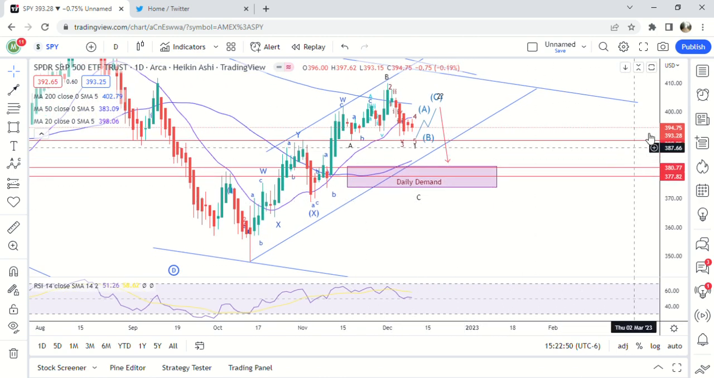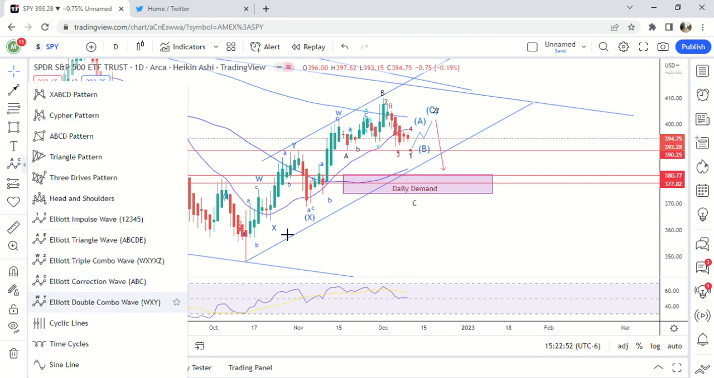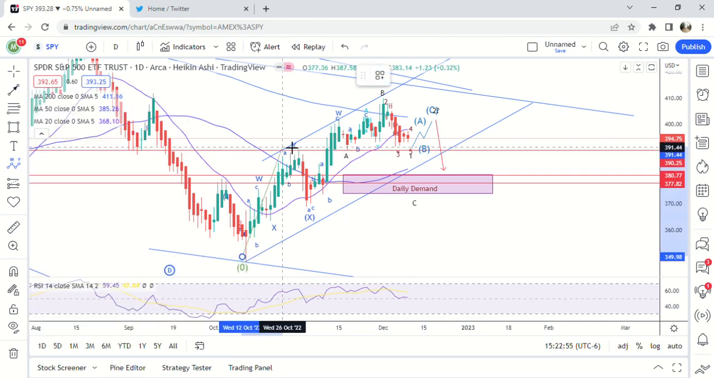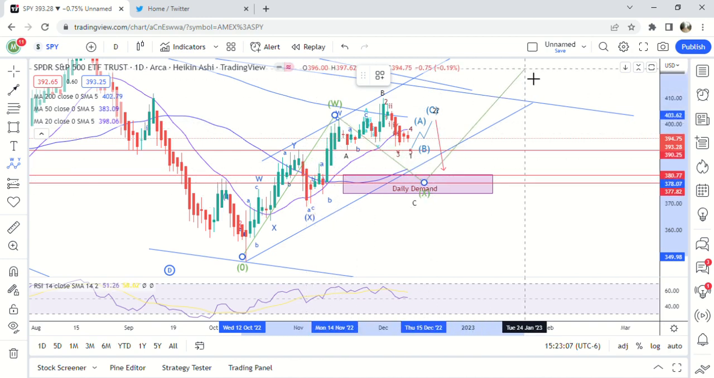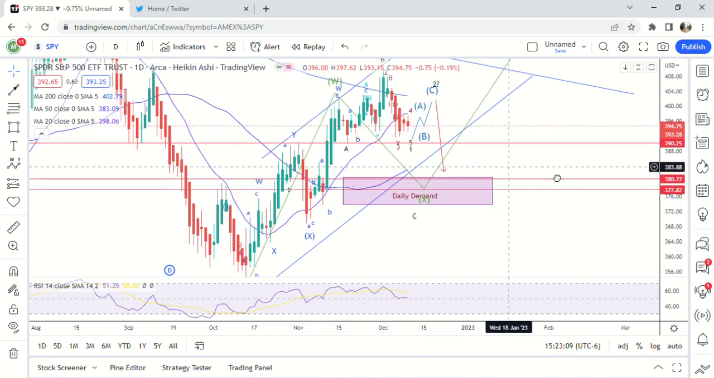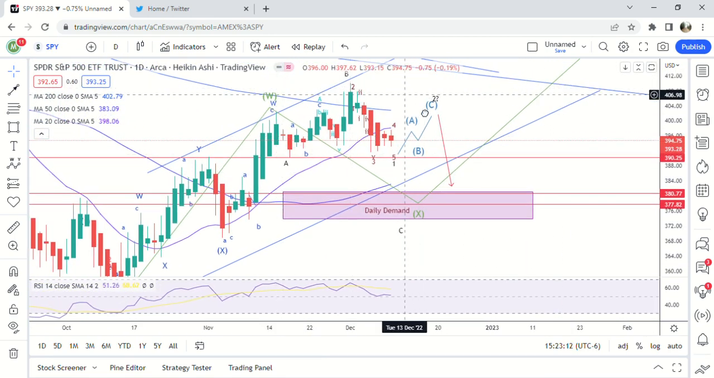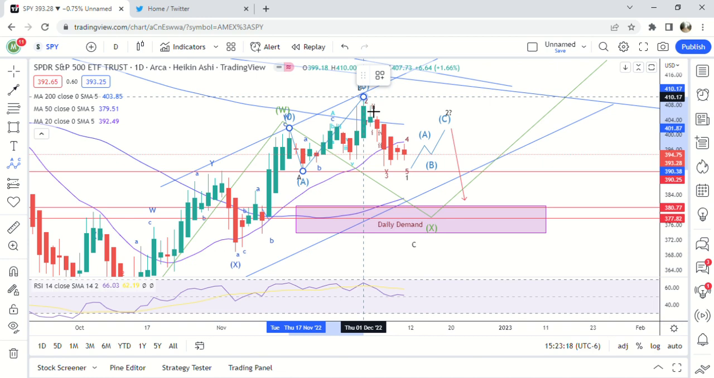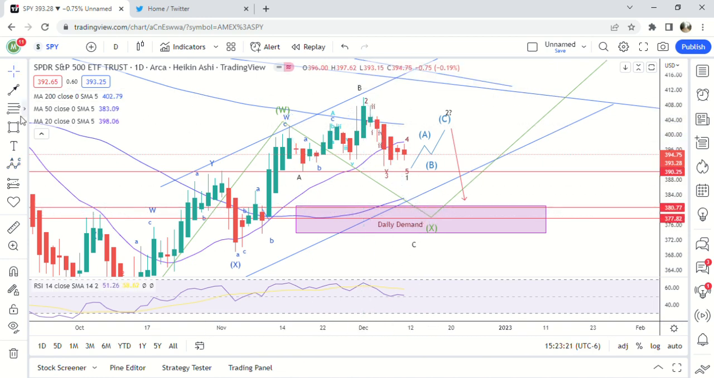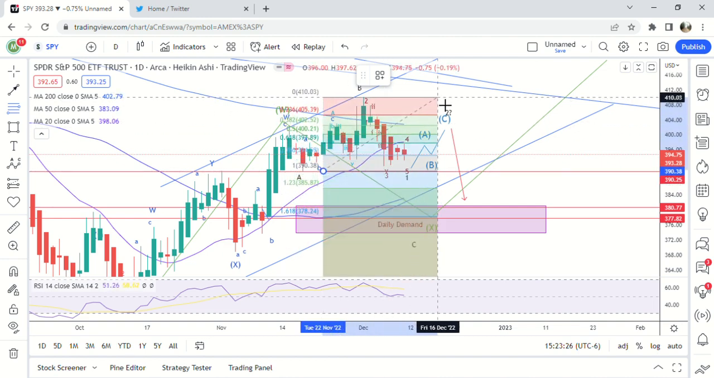And in the last video, I talked about potentially this being W. Let's see, I did W right here. So basically A, B, C, and this being the X wave down here, and then getting a Y wave up here. If this is an expanded flat, so we have A, B, C down here, you can see also that the 1.61 fib would be right in the daily demand level of 378.